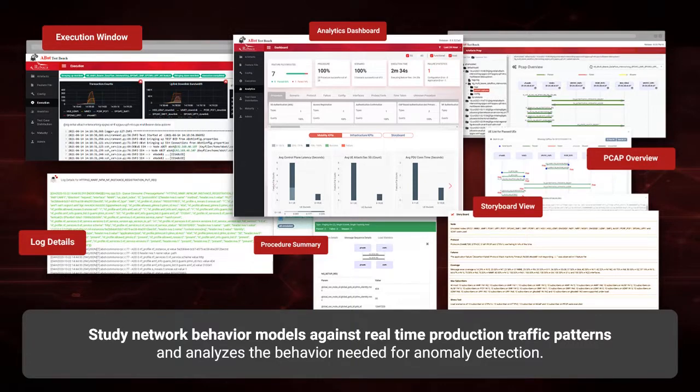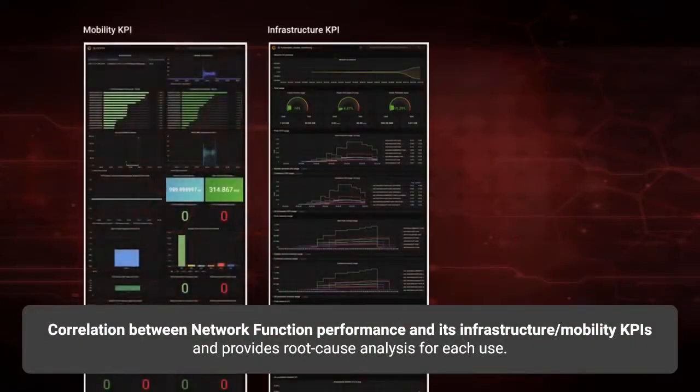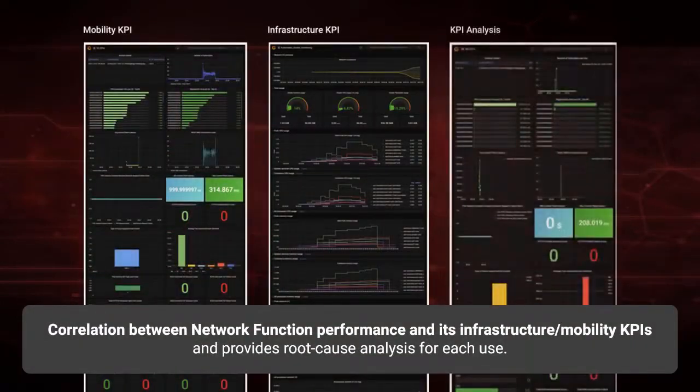ABOT can measure the stability of the entire network and certify the reliability of it. It can track the system, infrastructure, and mobility related KPIs and correlate them all together. These KPIs are configurable, customizable, and one can apply new logic around it.